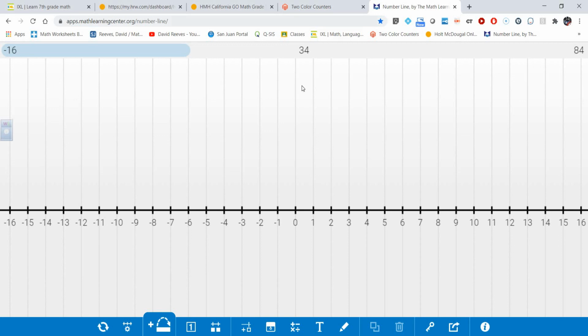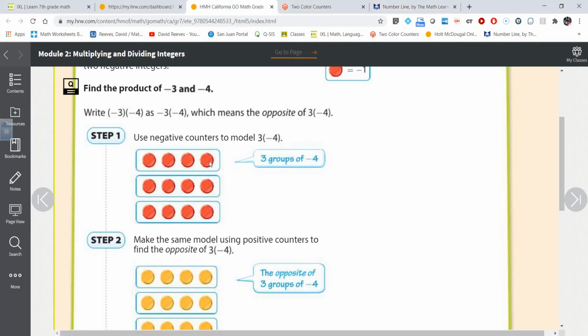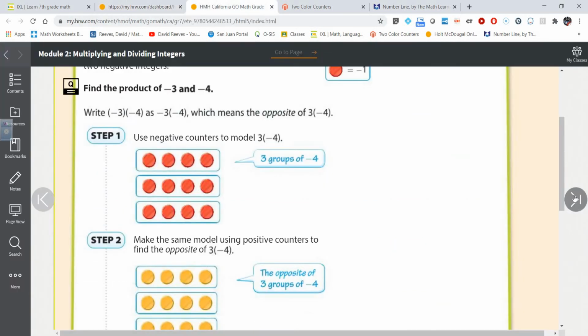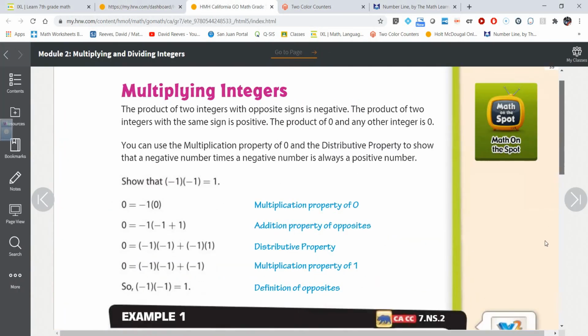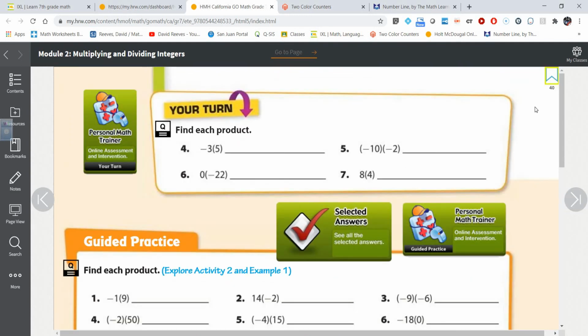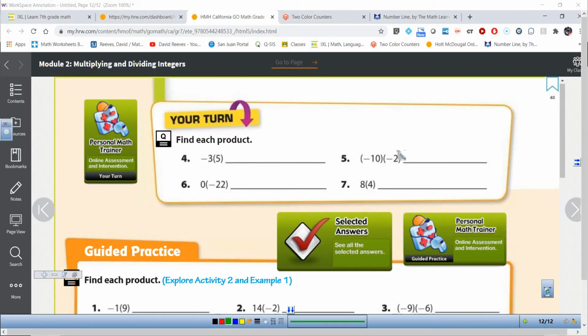All right? Okay. So when you want to look at negatives times negatives on the counters, just do a negative times a positive and then flip them over. When you want to look at it on a number line, you do the problem and then you go the opposite direction. Okay, what if we just want to look at some problems without using the number line or the tiles? What if I just want to do 3 times negative 5 or negative 10 times negative 2?